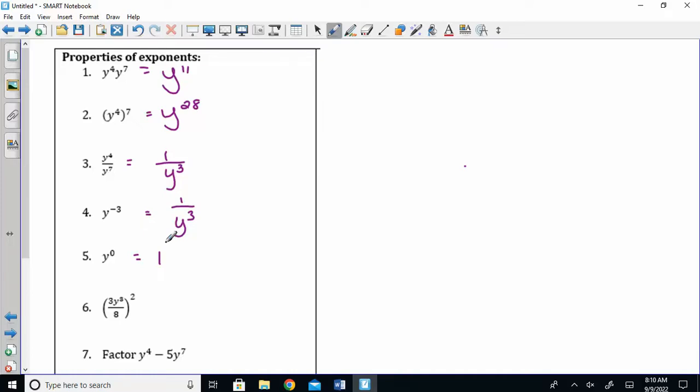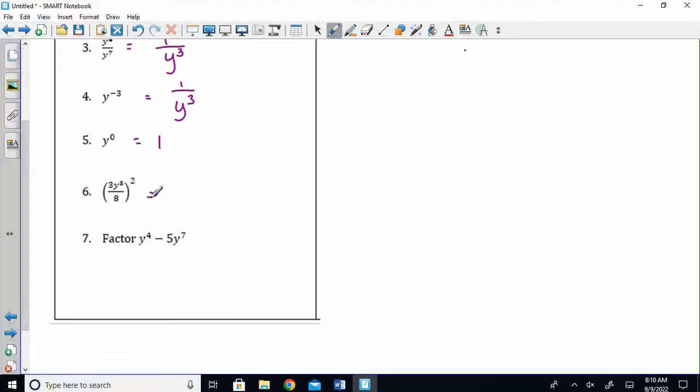All right, number 6. When we have that exponent on the outside and multiple things on the inside, what do we need to do? Distribute that. So 3 squared is 9. Y cubed squared is y to the 6th, over 8 squared, 64.